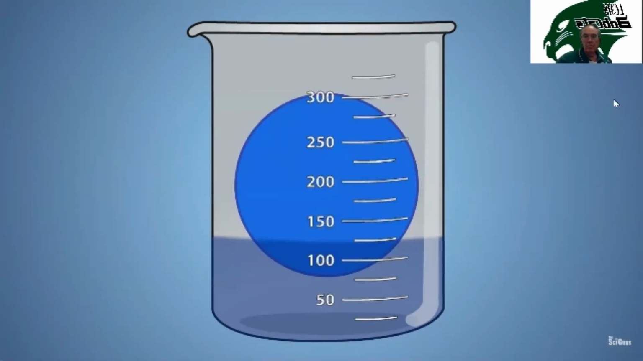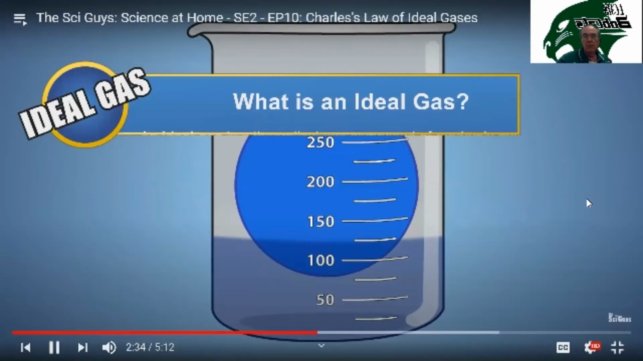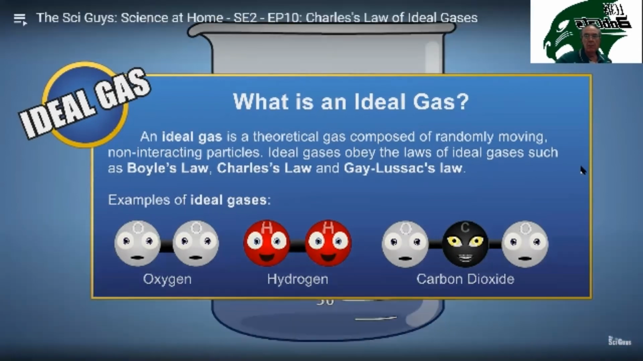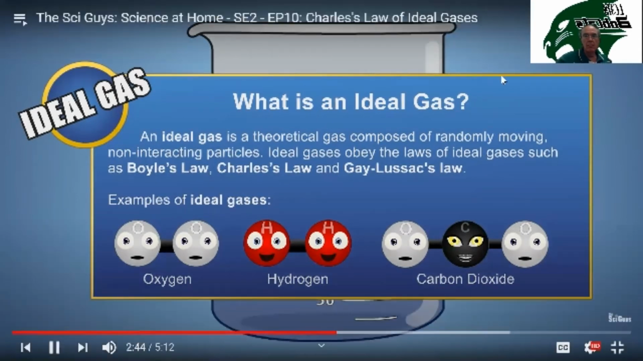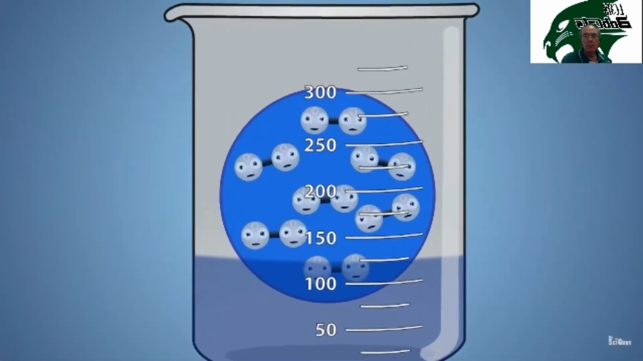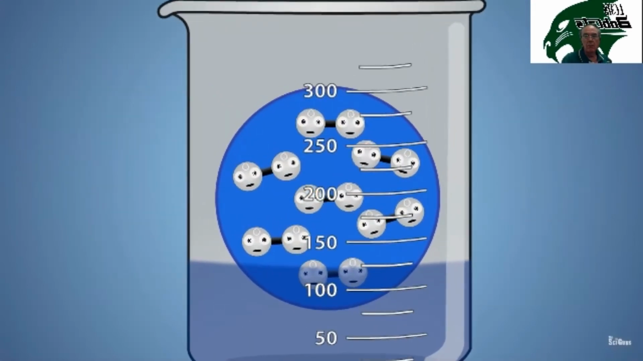As we mentioned in our last episode, an ideal gas is a theoretical gas composed of a set of randomly moving, non-interacting particles. Under normal conditions, many gases such as oxygen, hydrogen, and some heavier gases like carbon dioxide will behave like an ideal gas. This means they follow the laws of gases such as Charles' law. In our experiment, our balloon is filled with gaseous air molecules.